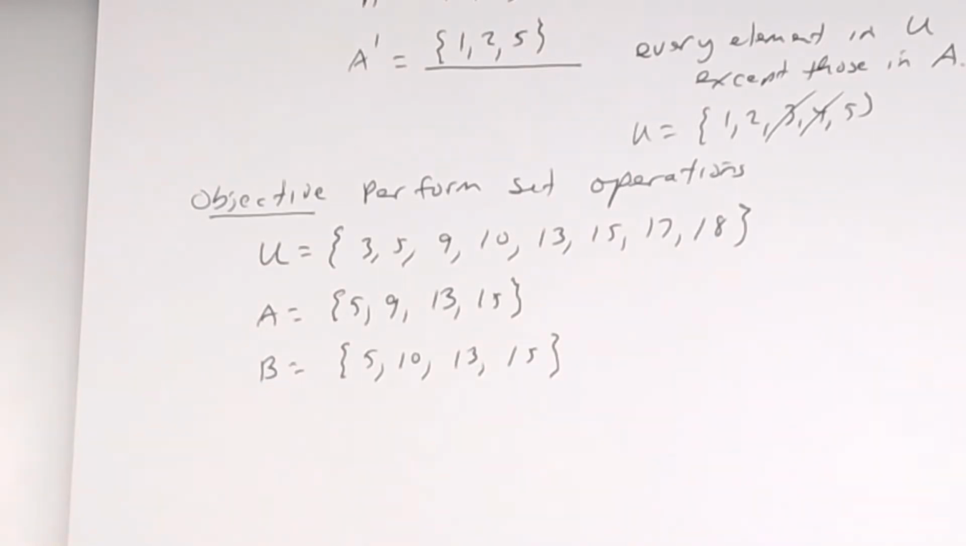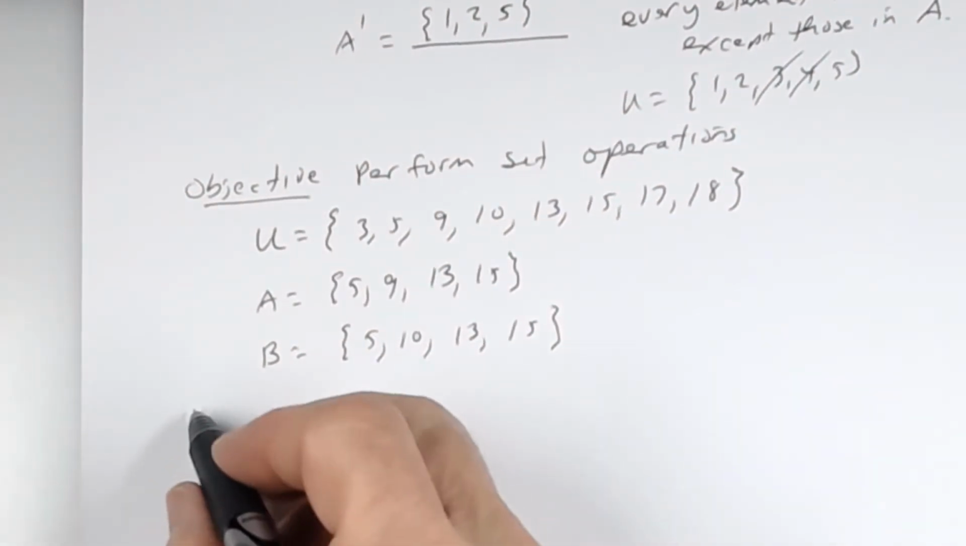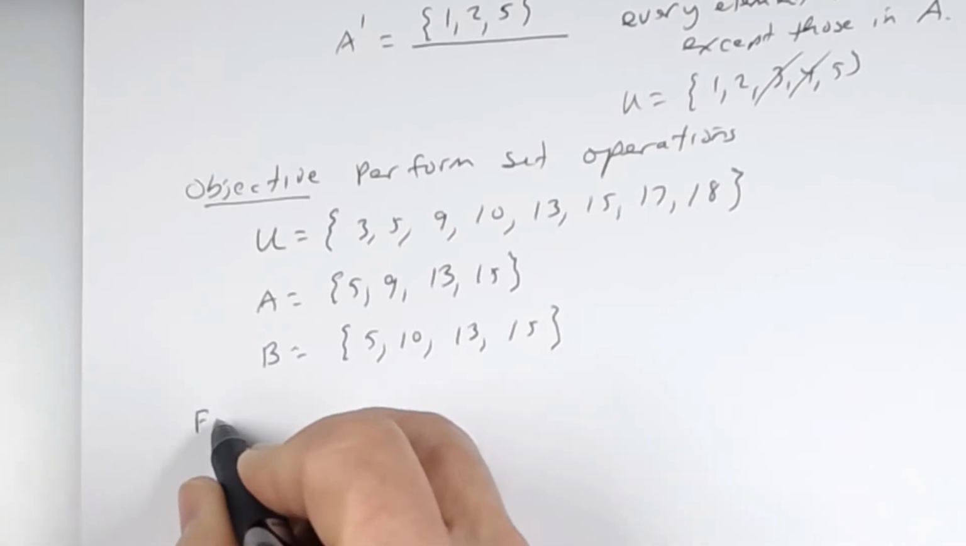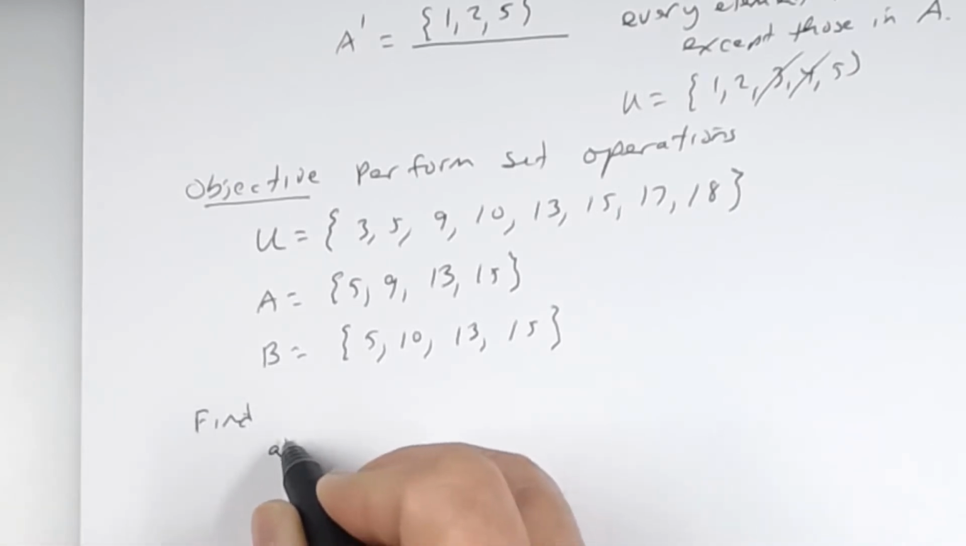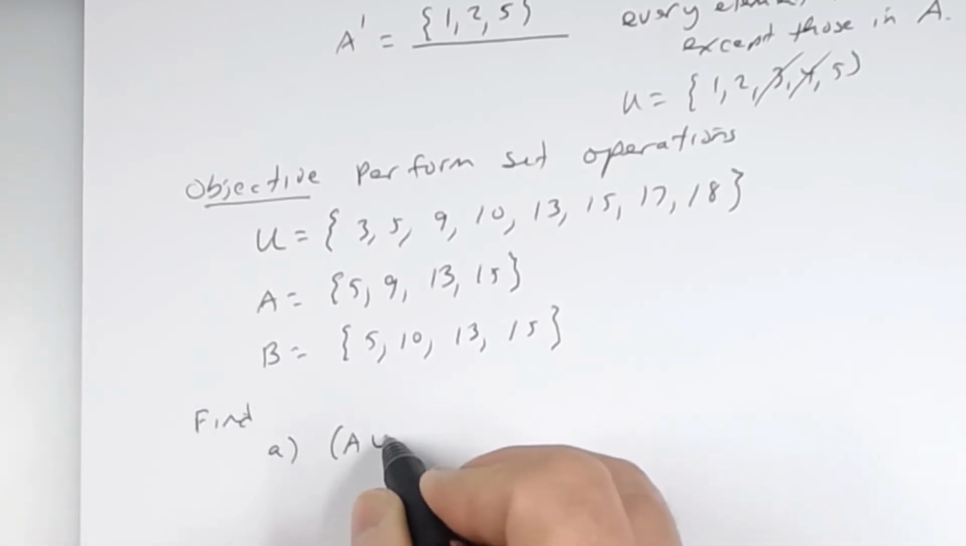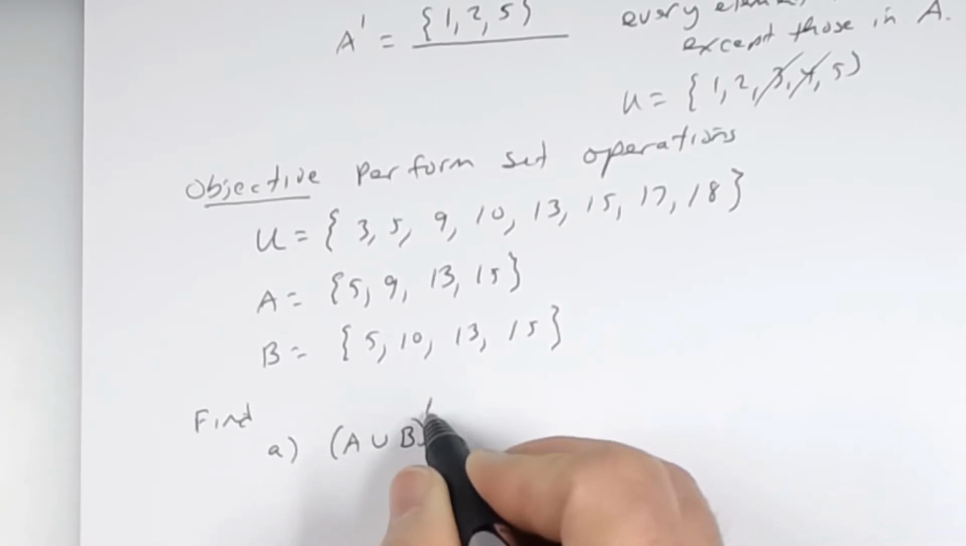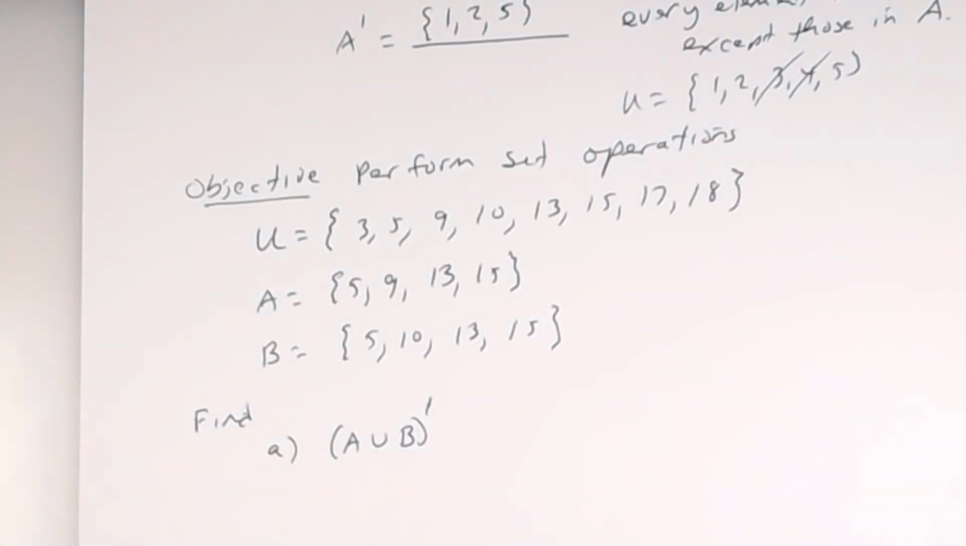Now listen carefully to how we do this. The first thing I want to do is find each of the following. Here's my first one: A union B complement. That's how you read this. Now we all know how to find the complement of a set, we just talked about that. But this looks a little more complicated because it's not just A complement or B complement, it's A union B complement.